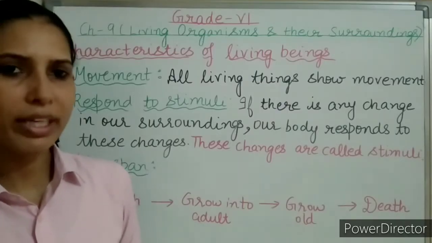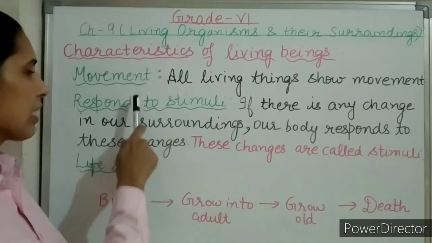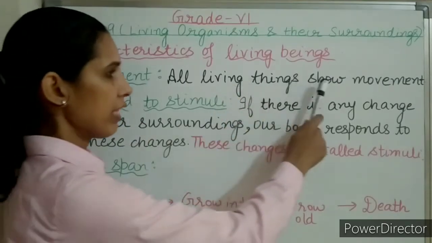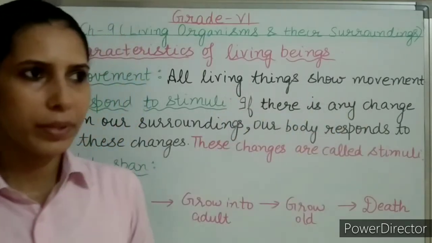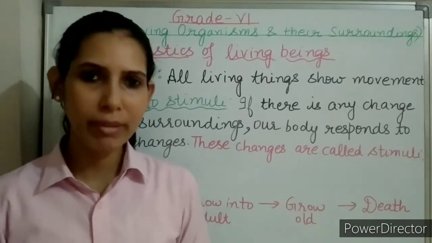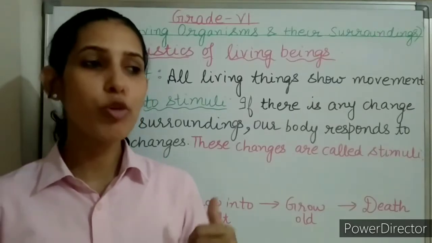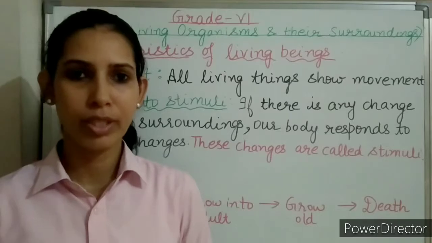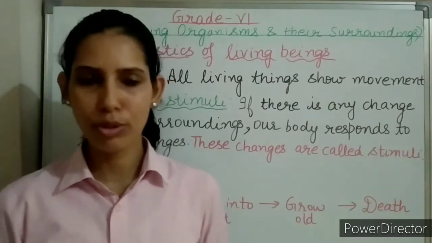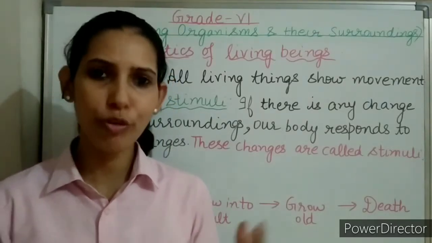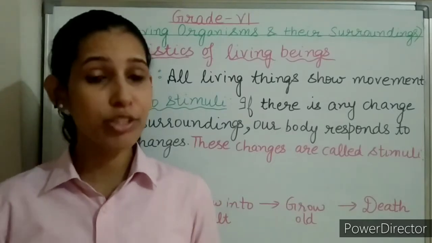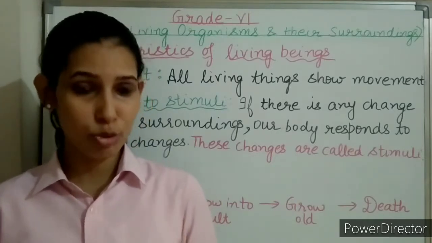Let us see some more characteristics of living beings. Next is movement. All living things show movement. If we take the examples of human beings and animals, we can move from one place to another. But plants are also living things. Plants cannot move from one place to another. They are fixed at one place to the soil.